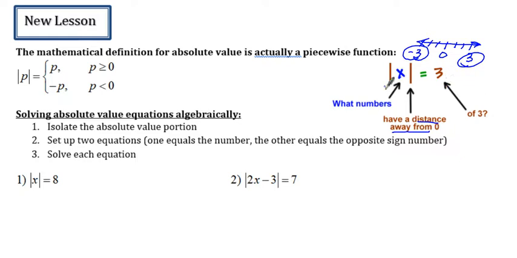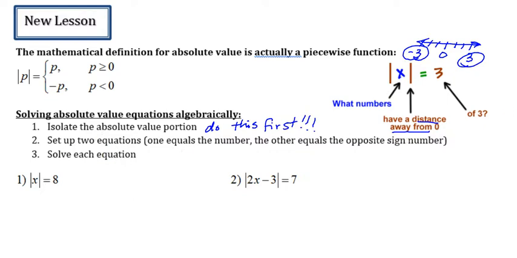The way we solve absolute value equations algebraically is in 3 steps. The first step, and the most important, is to isolate the absolute value portion of the problem. Always do this first. Very, very important to isolate the absolute value portion first. Once that is done, or if you walk into a problem that already has that done, you need to set up two equations. The first equation equals the number that you started with. The other equation equals the opposite sign of that number. And then the third step is to solve each.